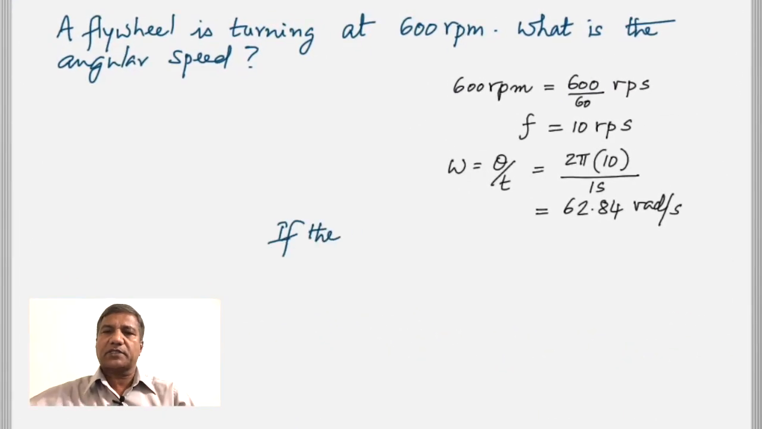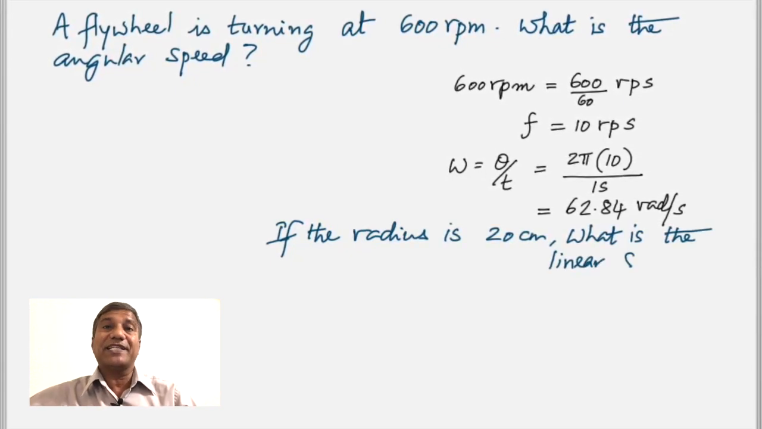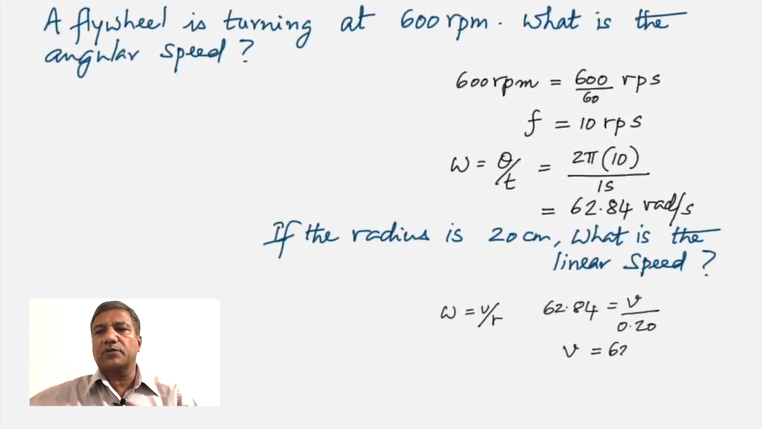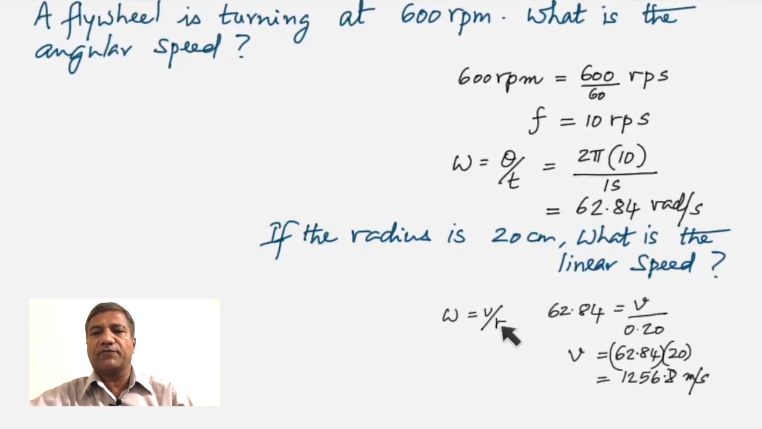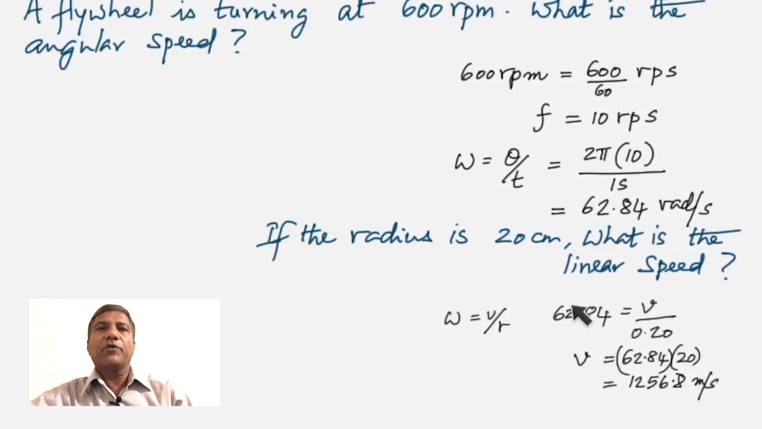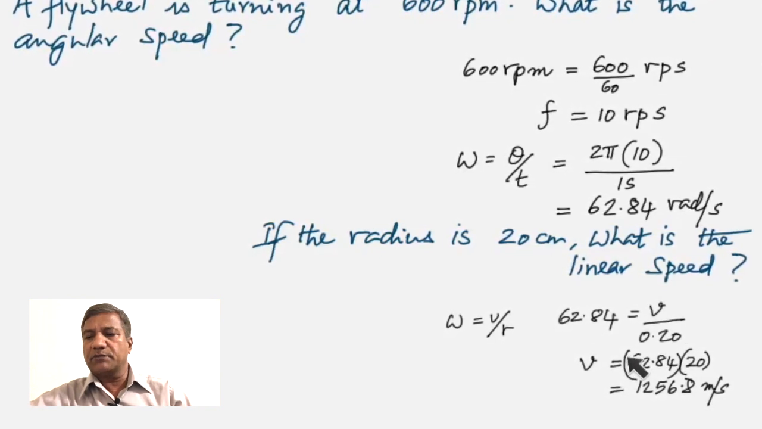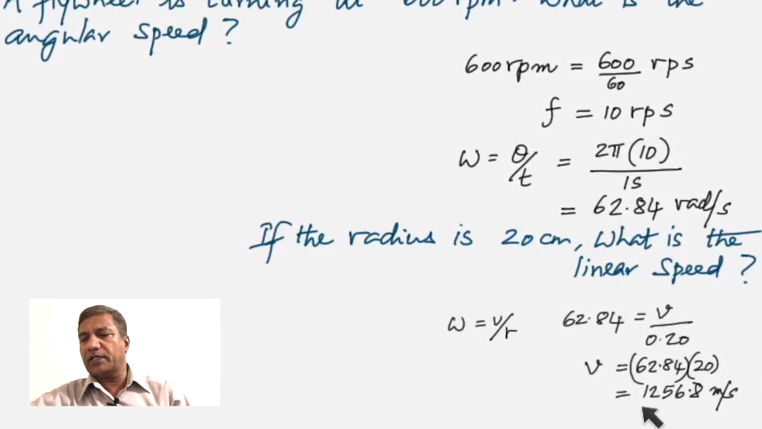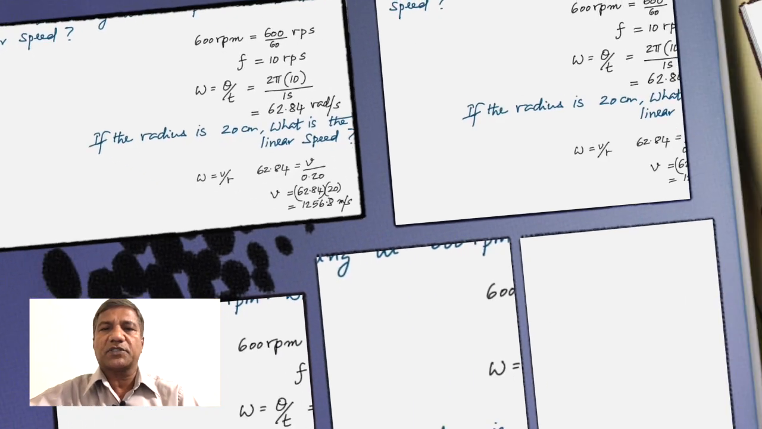What if we add to this question, if the radius of this flywheel is given as 20 centimeters, what is the linear speed? Now to know that, we need to know the relation between angular speed and linear speed, which is omega is v by r. So omega is the angular speed, this is the linear speed. We already have the angular speed, the radius is given, so it's a simple thing to find the linear speed. Just rearrange, multiply, you get the linear speed as 1256.8 meter per second.